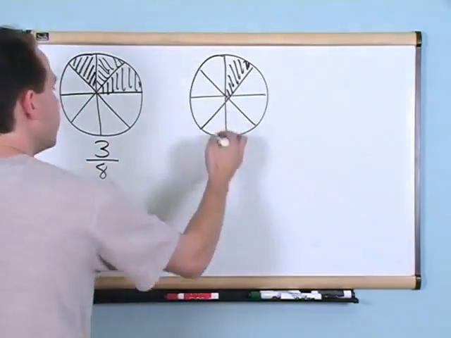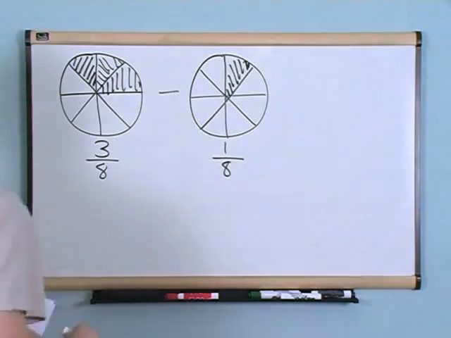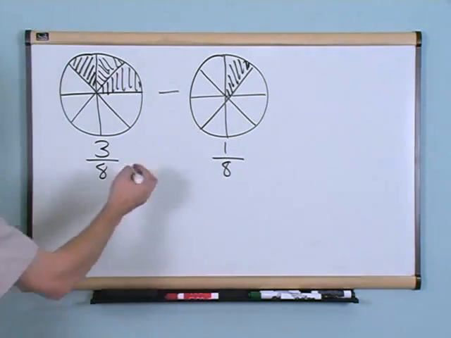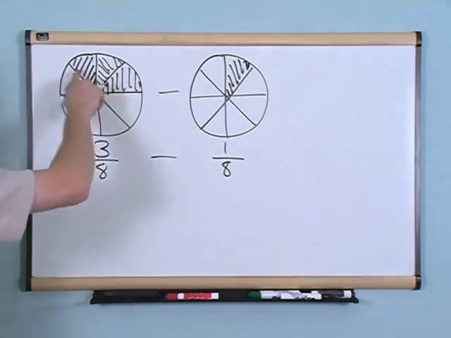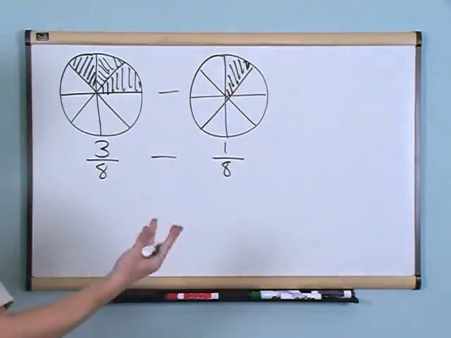What fraction is this? 1 piece out of 8. So 1/8. And let's say instead of adding, I'm going to go ahead and subtract these. So when you think about what you're doing here, you have 3 pieces out of 8, okay? And I'm subtracting 1 piece away. Well, how many pieces do I have left?